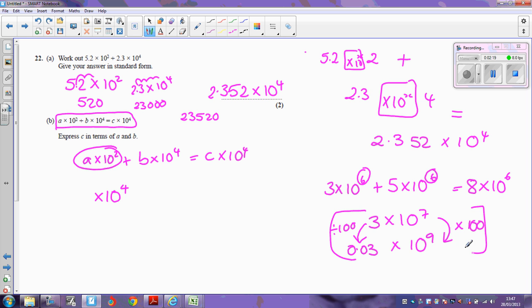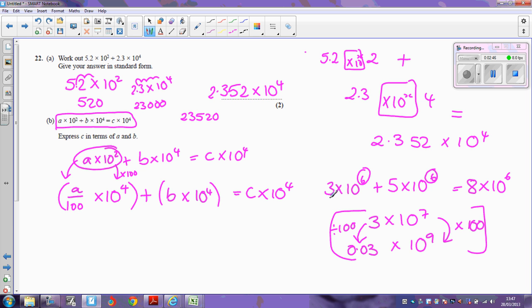And I'm going to do a similar thing over here. I've gone from a times 10 to the power 2 to something times 10 to the power 4. So I've actually multiplied by 100. So at the same time, I'm going to divide a by 100 to get a over 100 times 10 to the power 4. I'll put that in a bracket to make it a bit more obvious. And now I've got plus b times 10 to the power 4 will equal c times 10 to the power 4.